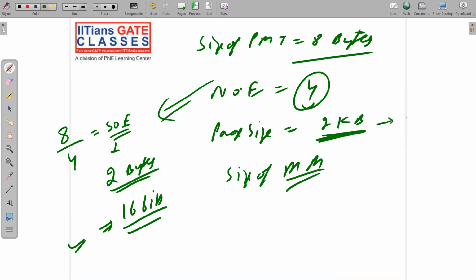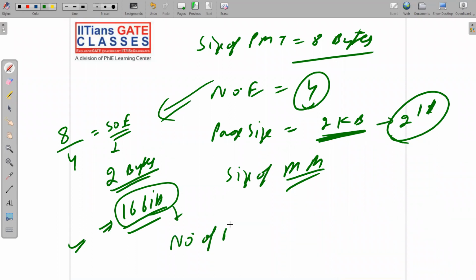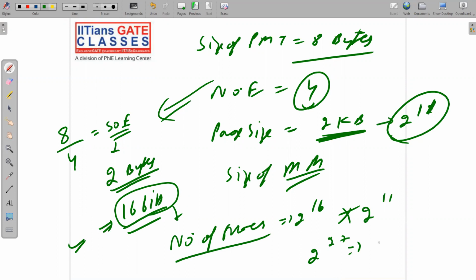Now the page size is 2 KB, that means 2 power 11. Obviously, page size and frame size are equal. Size of each entry is 16 bits, which means the number of frames in main memory will be 2 power 16. And the size of each frame is 2 power 11. So 2 power 27, that means 128 MB is the size of main memory.